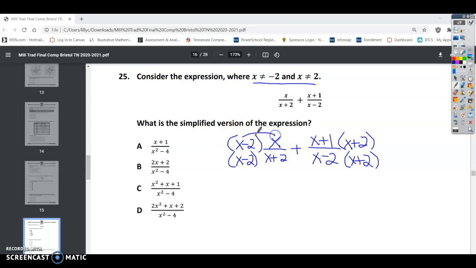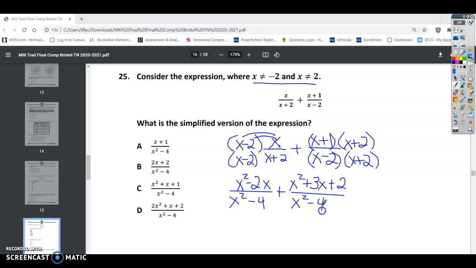So for this, I'm going to distribute, so I'm going to have x squared minus 2x over x squared, and this is a difference of squares, so the middle terms will cancel, and it's going to be x squared minus 4. And then plus, I've got two binomials here, so I have to do distributive properties. So I'm going to have x squared plus 2x plus 1x, which is 3x, and then plus 2 over, again, this is the same denominator, so it's going to be x squared minus 4.